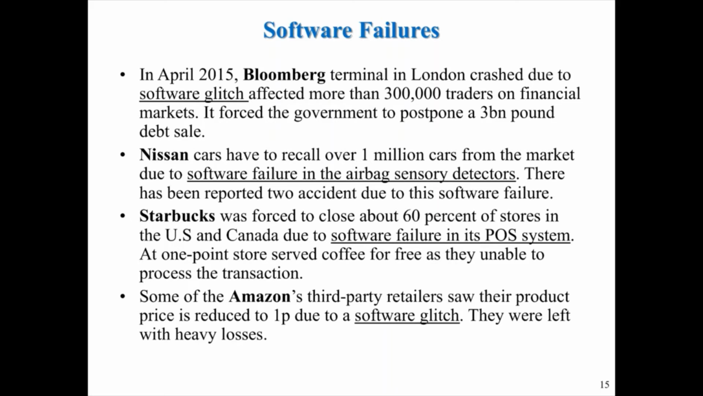Second example, Nissan had to recall over 1 million cars from the market due to a software failure in the airbag sensor detectors. Very small software, but very important for human lives. It had a bug in it, and Nissan had to get back its 1 million cars. So big loss.